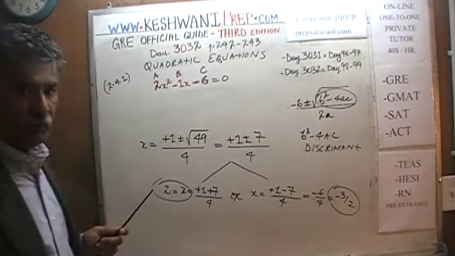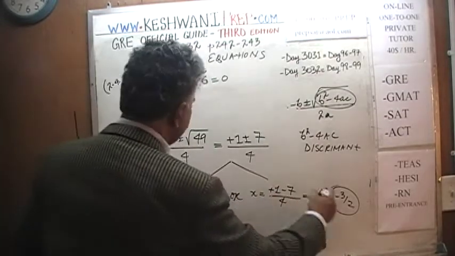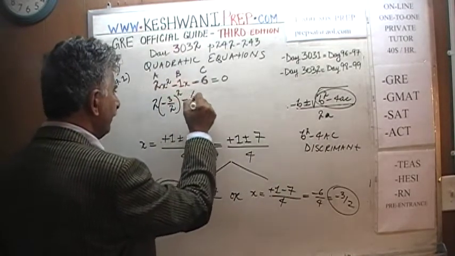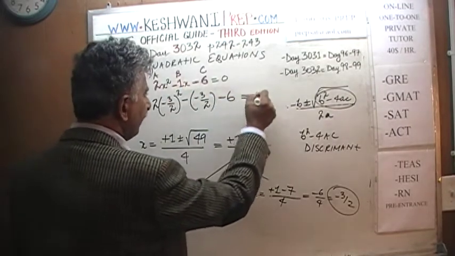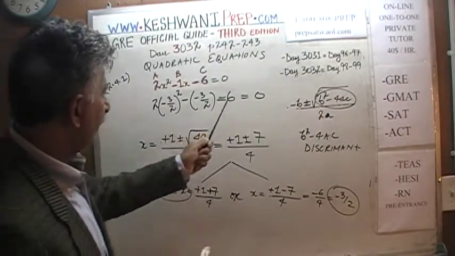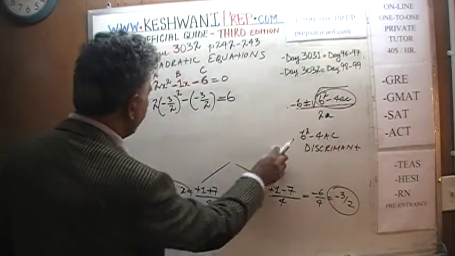Negative 3 halves is going to require some work. So we have 2x squared, which is going to be negative 3 halves squared, minus a negative 3 halves, because it's minus x, minus 6, and this has to equal 0, or better yet, this quantity better equal 6. If this plus this is equal to 6, then we are all set. Let's find out what that is very quickly.